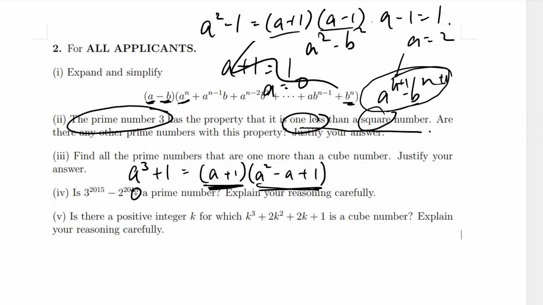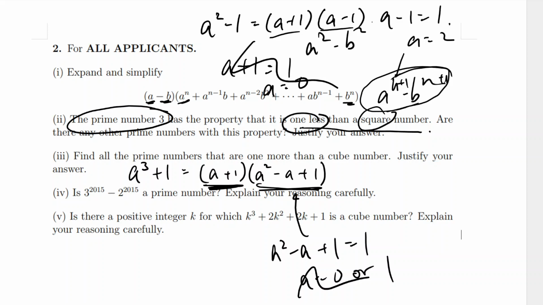Now, what happens if the second bit was 1? And now things get interesting, right? a squared minus a plus 1 equals 1. I got slightly excited. And then a equals what? 0 or 1, and we know that a equals 0 is a rubbish solution.